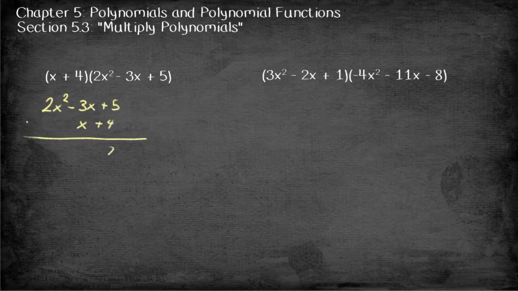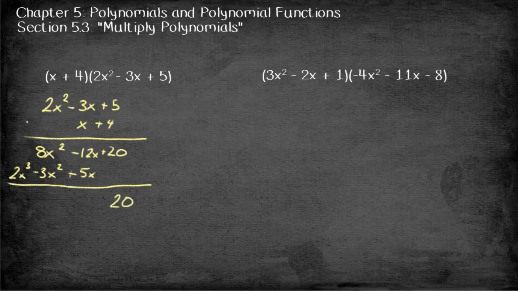So we've got 4 times 5, which is 20. Then we have 4 times negative 3x, which is negative 12x. Then we have 4 times 2x squared gives me 8x squared. Move over a space. X times 5 is positive 5x. X times negative 3x is negative 3x squared. And finally, x times 2x squared gives me 2x cubed. So that one wasn't too bad.